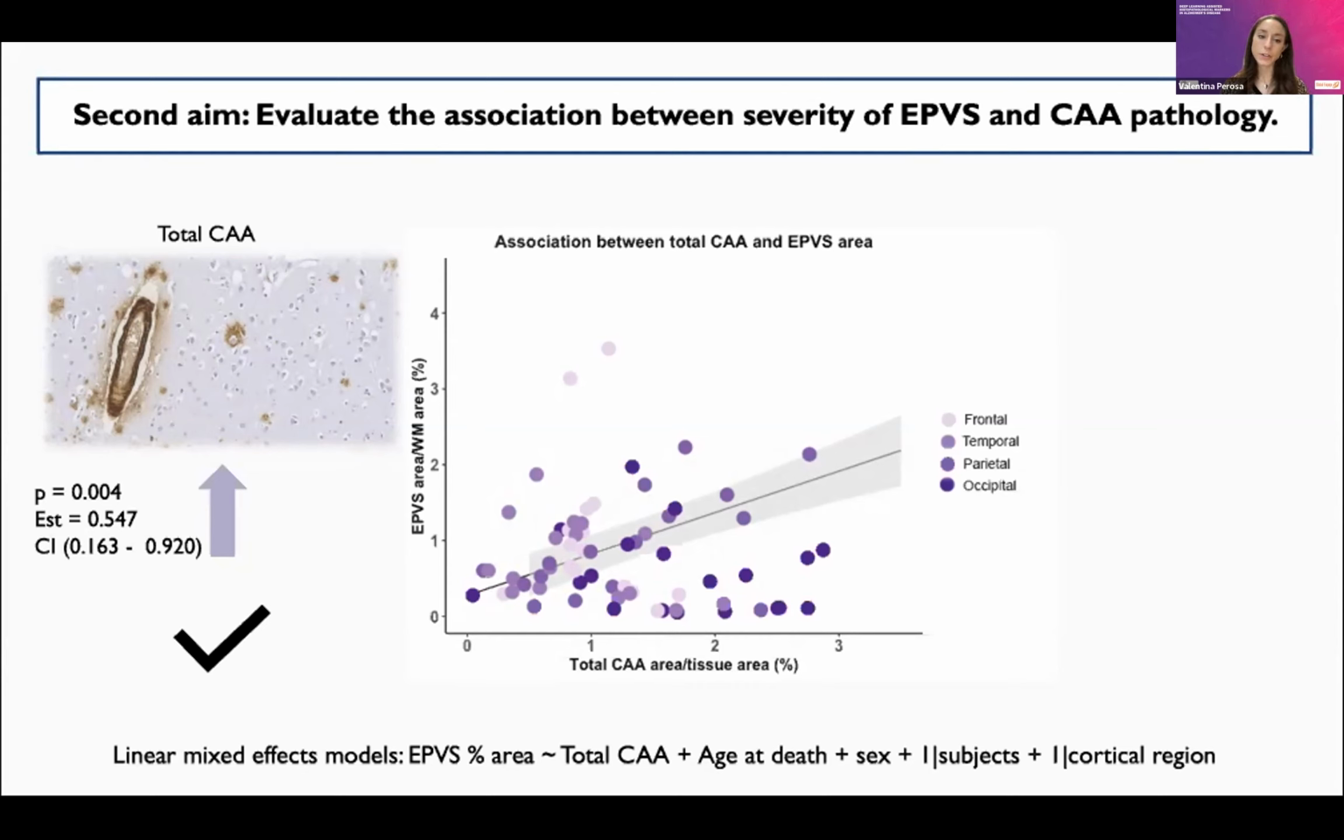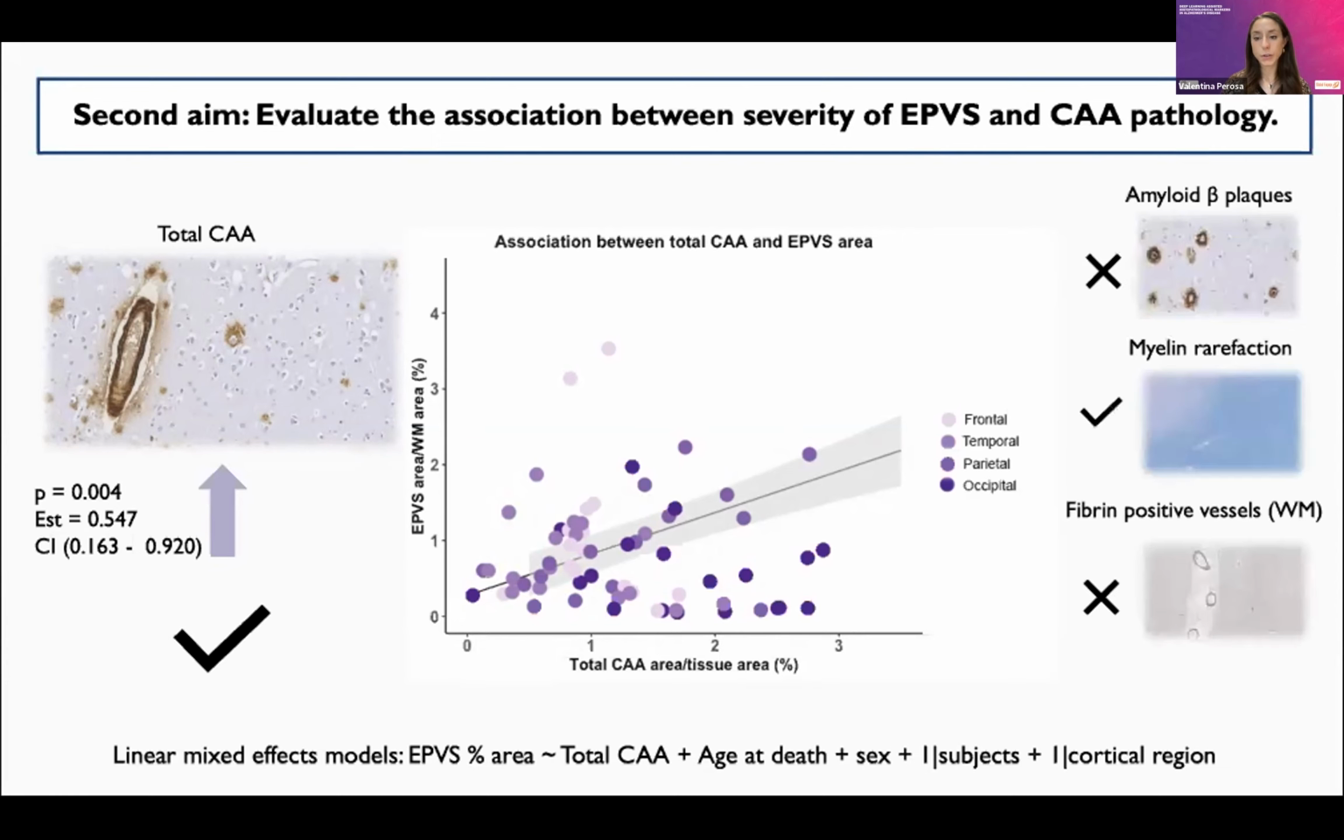And this is interesting: the fact that we could use a linear mixed effect model was only because we had the continuous measures of histopathology obtained through the deep learning. So to this model, we also added a further fixed factor that we thought could be associated with the severity of the perivascular spaces. One obvious cofactor could be amyloid beta plaques, but we found no relationship with the enlarged perivascular spaces. We found a relationship with myelin rarefaction, and no relationship to fibrin-positive vessels, which, as a reminder, were a marker of blood-brain barrier leakage.